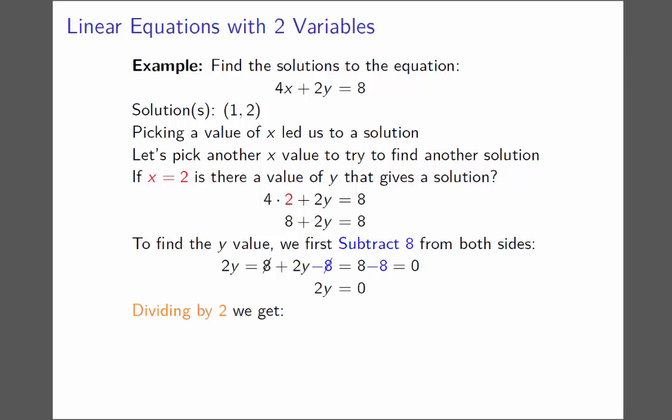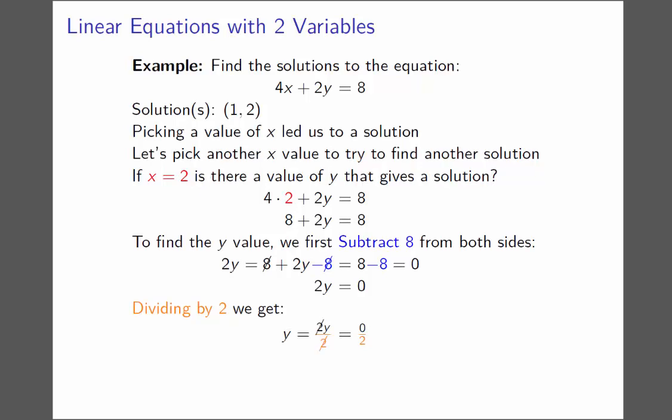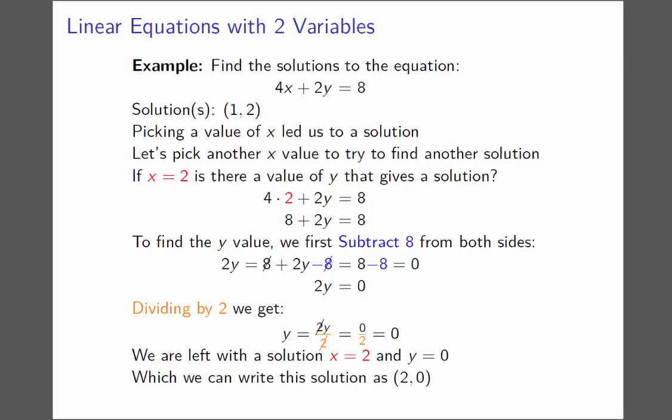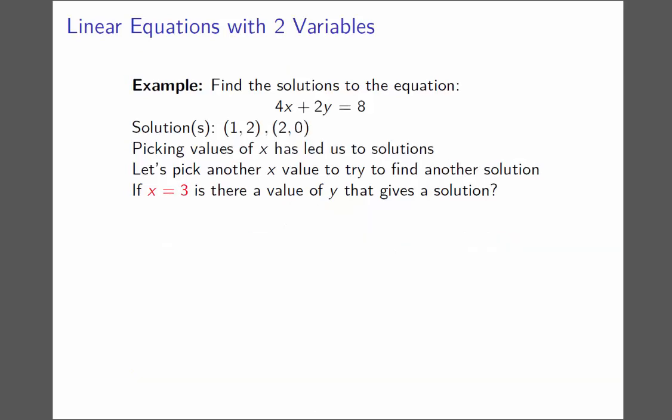Now dividing by 2, we get 2y divided by 2 equals 0 divided by 2. The left simplifies to y, and the right is still 0. So we are left with a solution x equals 2 and y equals 0, which we write as the point (2, 0). Let's try another value of x to find other solutions. If x is 3, is there a value of y that gives a solution?